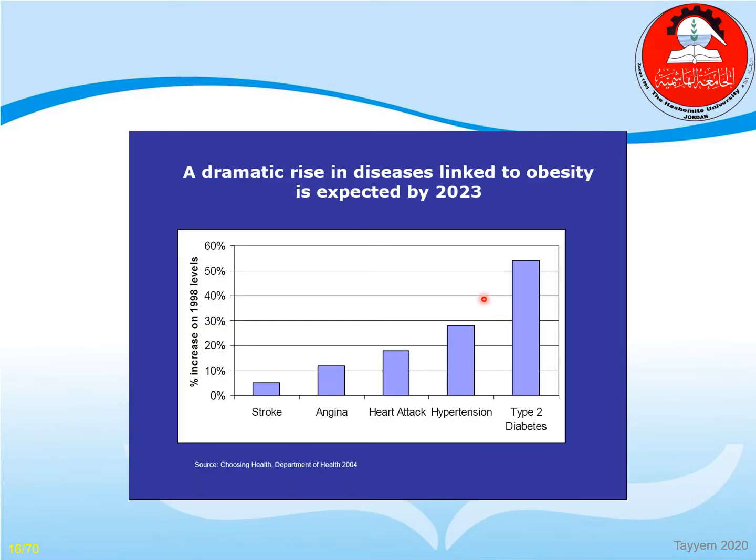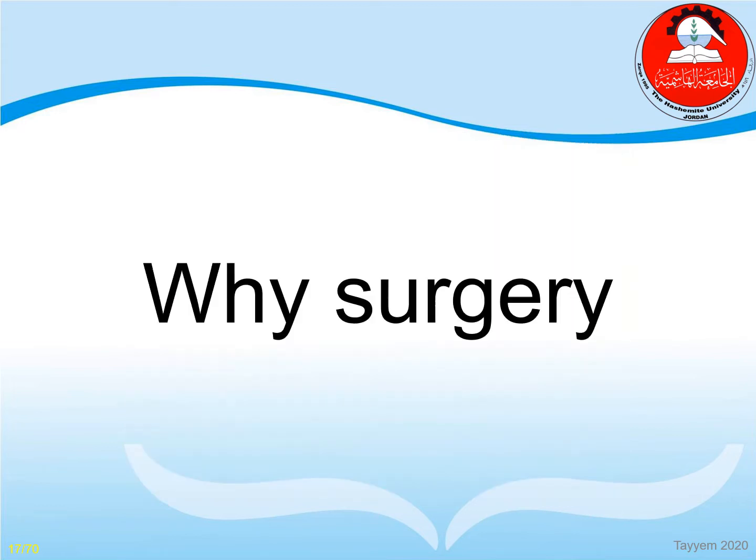And here is an expectation of the diseases linked to obesity. You can see that type 2 diabetes is expected to have the highest increase if obesity is not managed properly. So why do we do surgery?